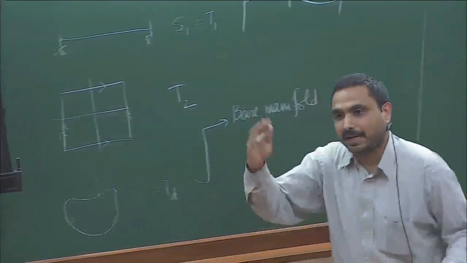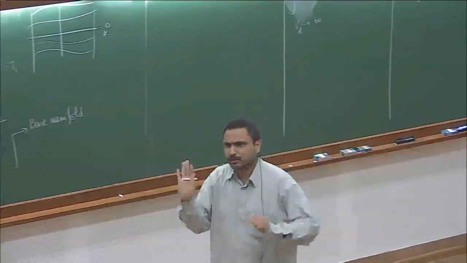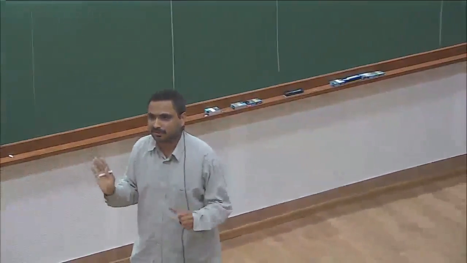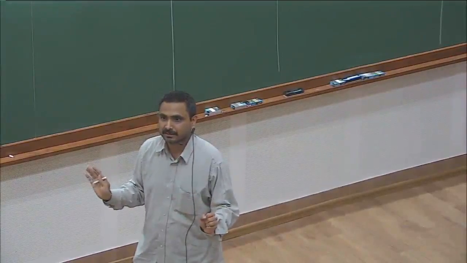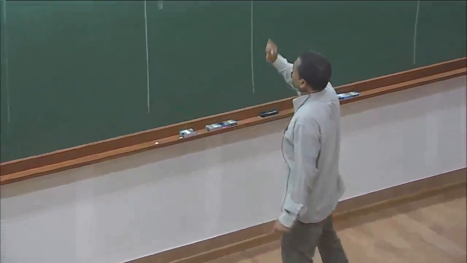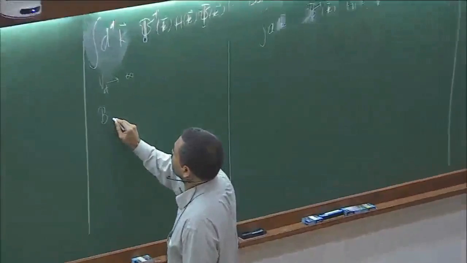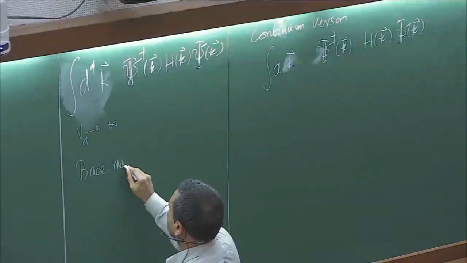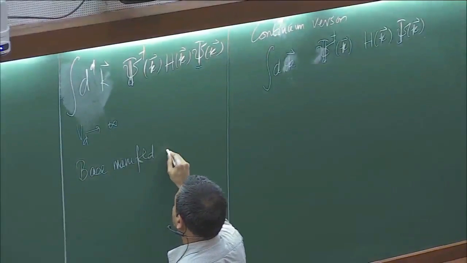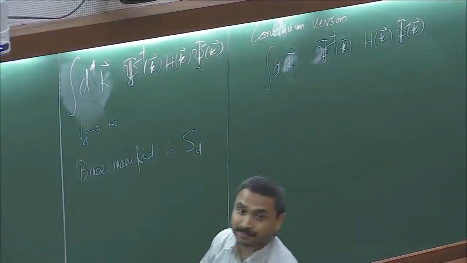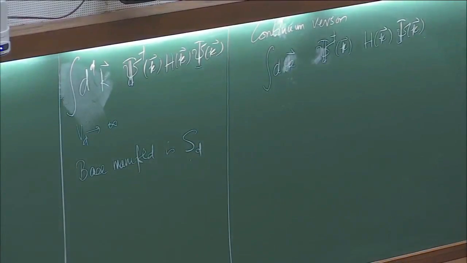But I could legitimately start with a field theory with no attachment to anything lattice. So in that case, the base manifold is S^d, the sphere in d dimensions. That's the base manifold.